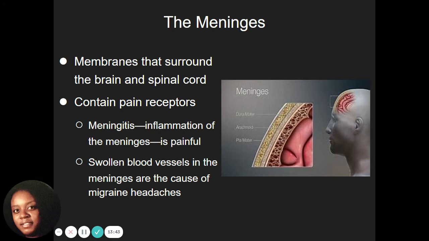The meninges are the membranes that surround the brain and spinal cord. So if you take a look at the picture, it's kind of the outside lining, that protective part. Inflammation of the meninges can be painful because it contains your pain receptors. Anytime there are swollen blood vessels in the brain that are causing migraine headaches, it has to do with that area, the meninges.